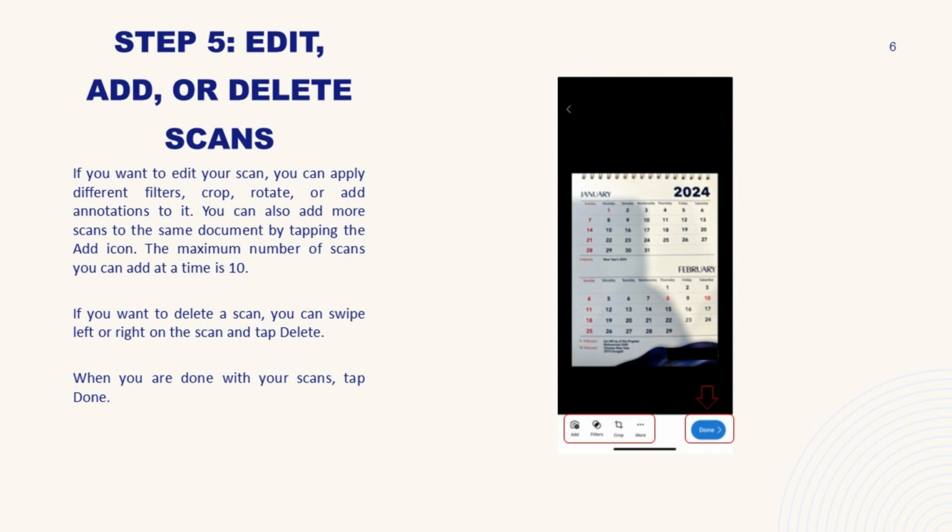If you want to edit your scan, you can apply different filters, crop, rotate, or add annotations to it. You can also add more scans to the same document by tapping the Add icon. The maximum number of scans you can add at a time is 10. If you want to delete a scan, you can swipe left or right on the scan and tap Delete. When you are done with your scans, tap Done.